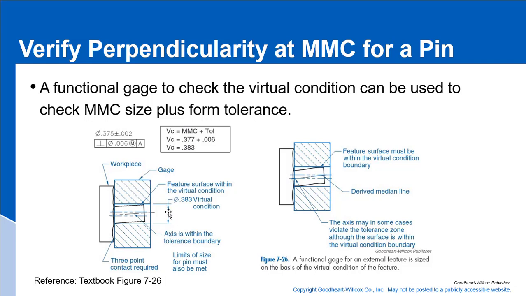So we can build this gauge to the virtual condition with a datum simulator here for datum A. As long as we put that part into this functional gauge, the pin itself clears on all surfaces, and we are able to obtain 3-point contact between our simulator and datum A, bingo, the part is good. So functional gauges can be very easy ways of checking a part that has a tolerance that applies at MMC.